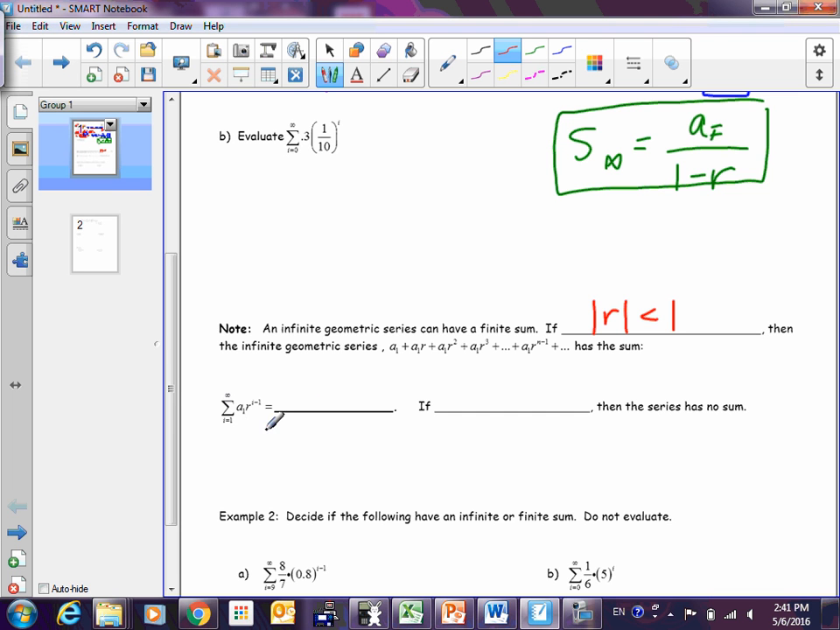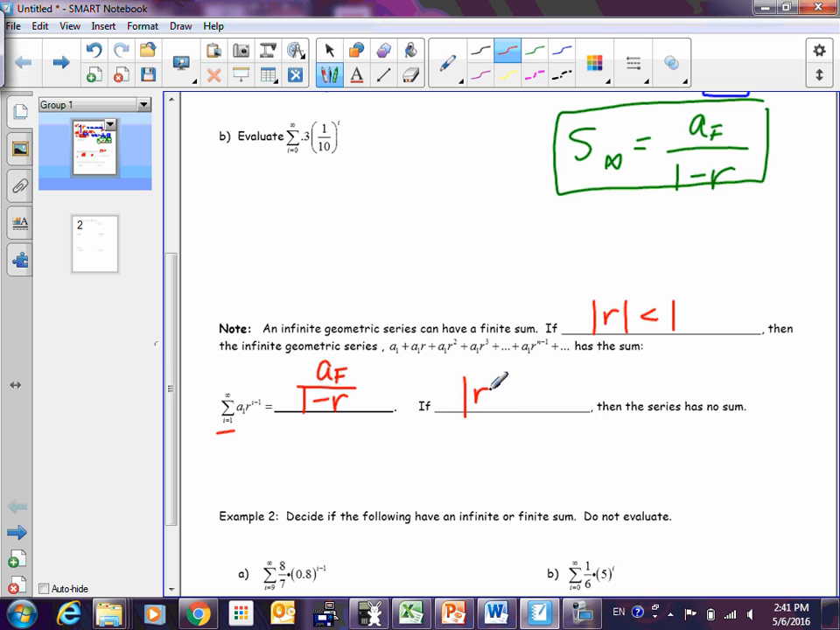So if we have something like this, let's just go ahead and write it down again. If this is our formula, it's just the first term over 1 minus r. And the first term is not necessarily a sub 1. It's just wherever you start that series, like how we did before.